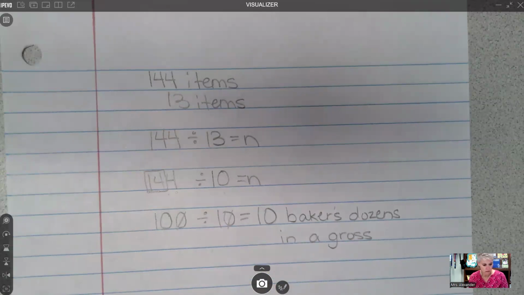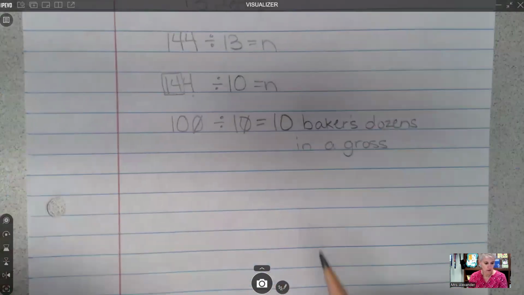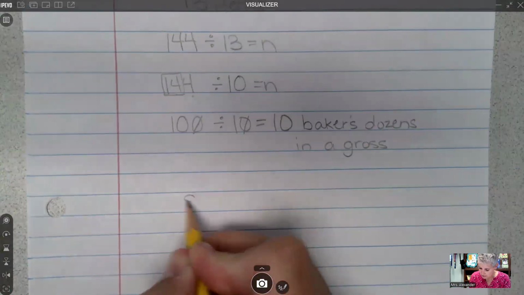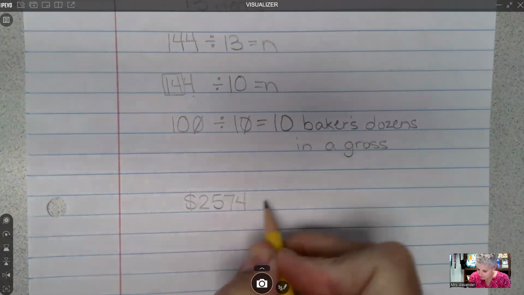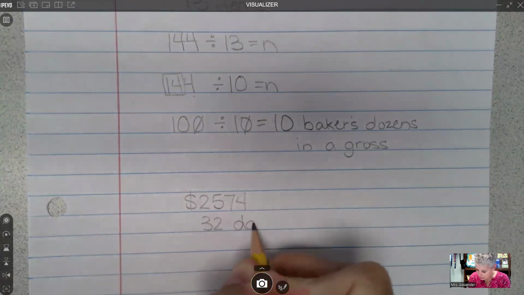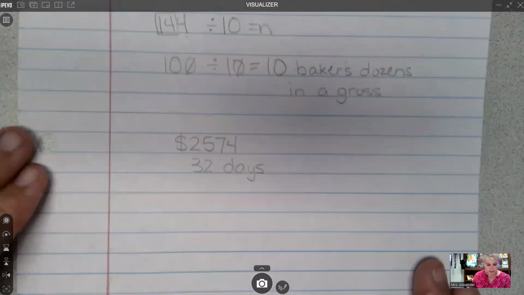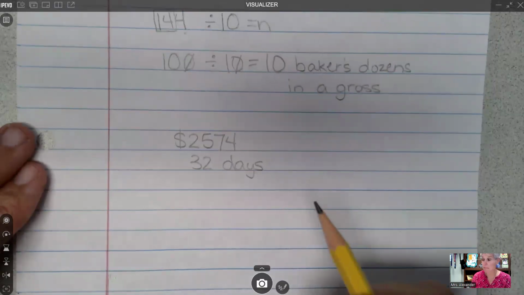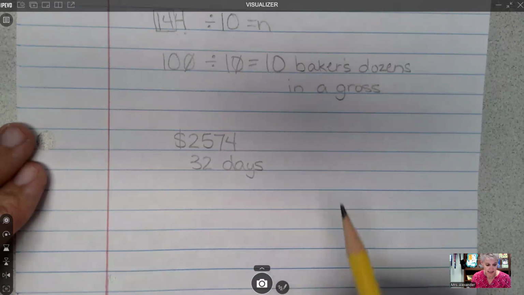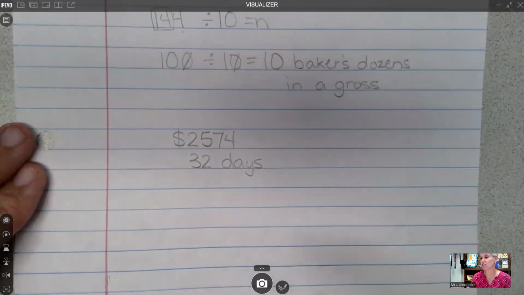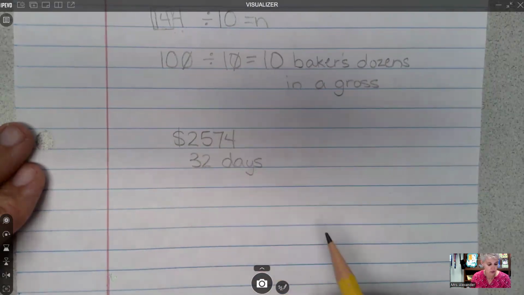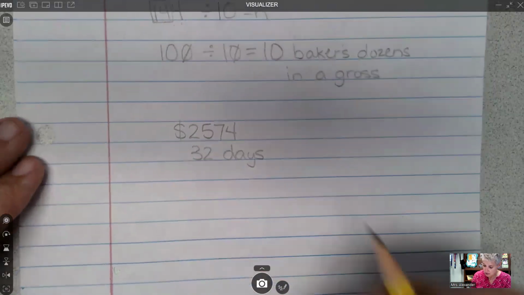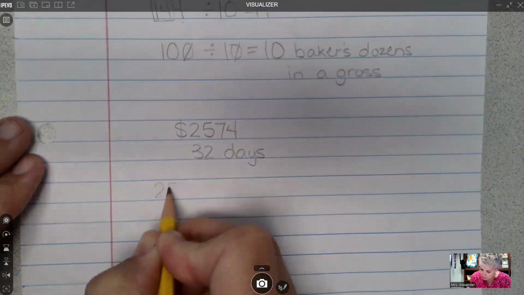Okay. The next one says Courtney earns $2,574 in 32 days. So I'm writing down the important information that you may have circled and boxed. She earns the same amount, that's important, each day. About how much does she earn each day? So again, that word about tells us we don't have to find the true answer, we're estimating. This time we're finding two reasonable estimates. So again, just like in class, let's set up the equation.